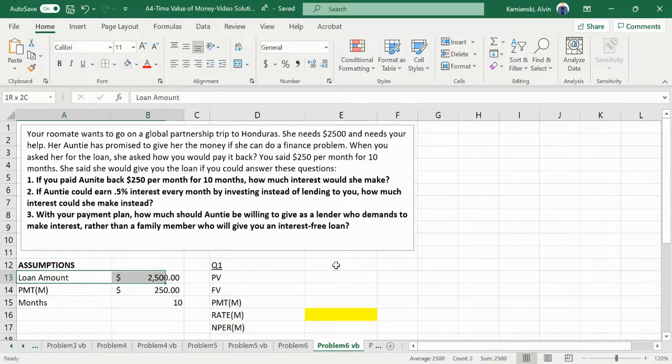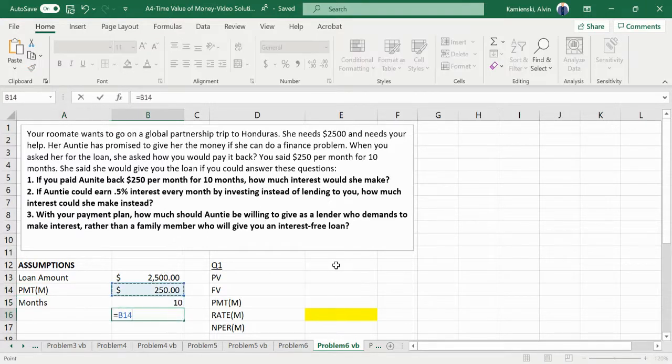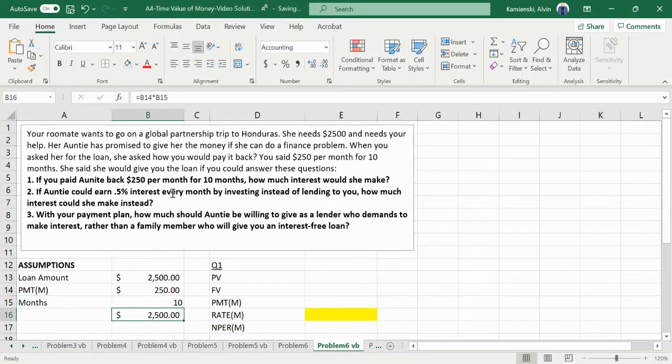So if you're taking out a loan of $2,500 that you're paying back for $250 a month for 10 months, it's not that hard to figure out then that if you're borrowing 25 and paying back 25, you're not making any interest. So let's prove that out.